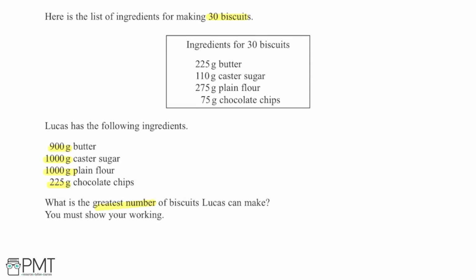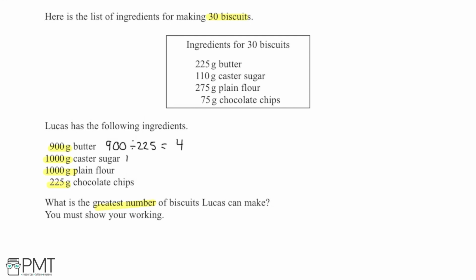So starting with the first ingredient here, if we work through them one by one, if we have 900 grams of butter, and you need 225 grams of butter to make 30 biscuits, if we take the 900 and divide it by the 225, then we're going to work out how many batches of these 30 biscuits we can make. And that's going to give us an answer of 4 batches. And we can just do the same for all of the ingredients in order to see which one is going to give us the lowest number, and that's going to be the number of batches that we can make.